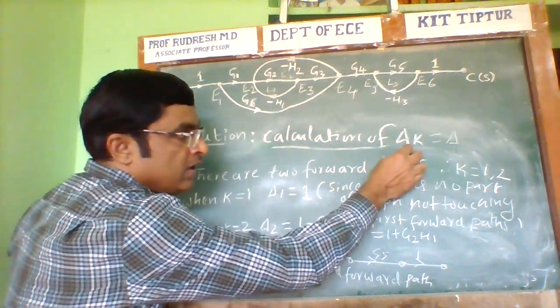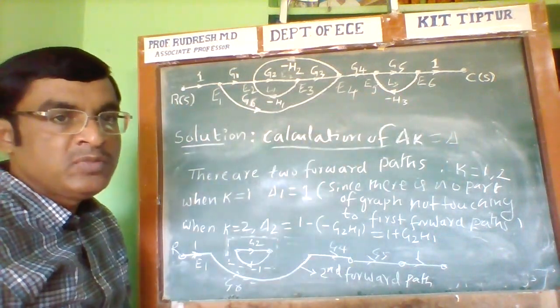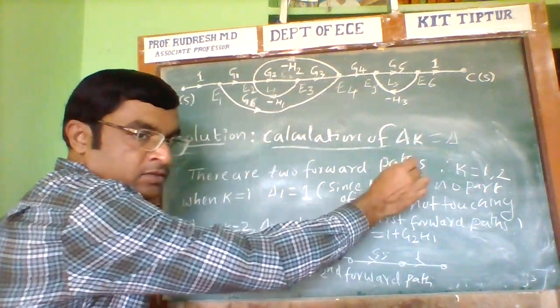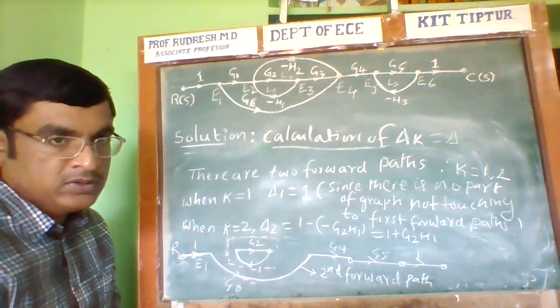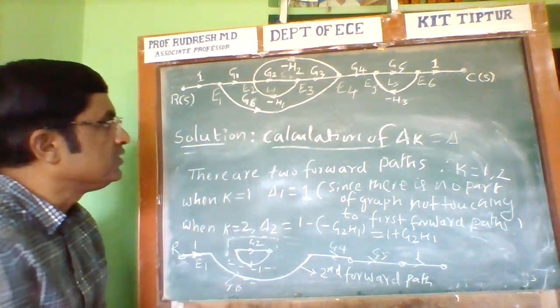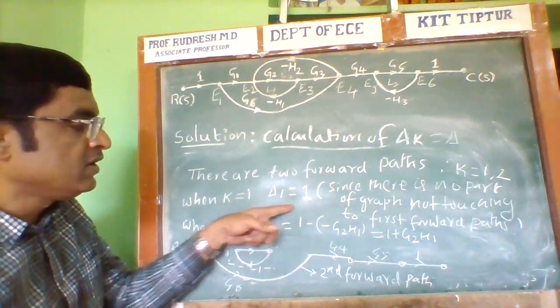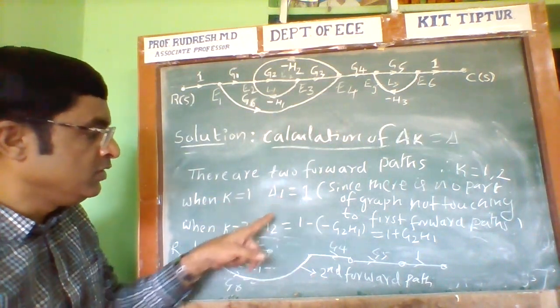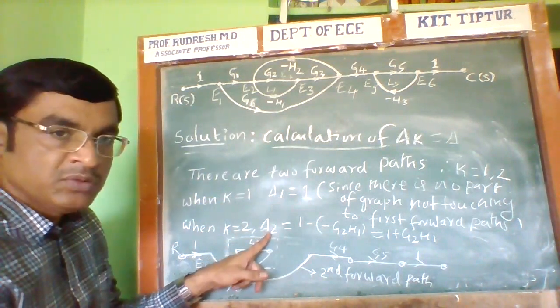The delta k can be calculated in a similar way to calculating the delta, but for the part of the graph which is not touching the first forward path and the second forward path. Now consider the first forward path. Delta 1 can be calculated by considering the first forward path. Similarly, delta 2 can be calculated by considering the second forward path.